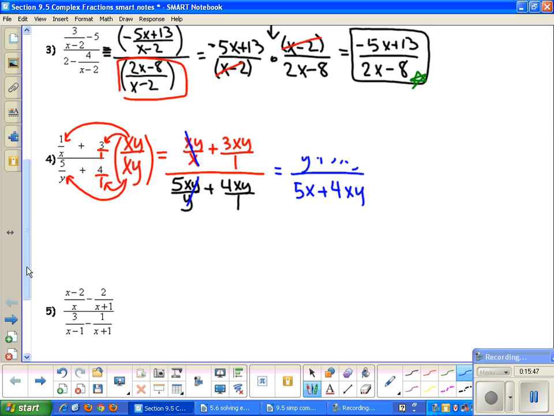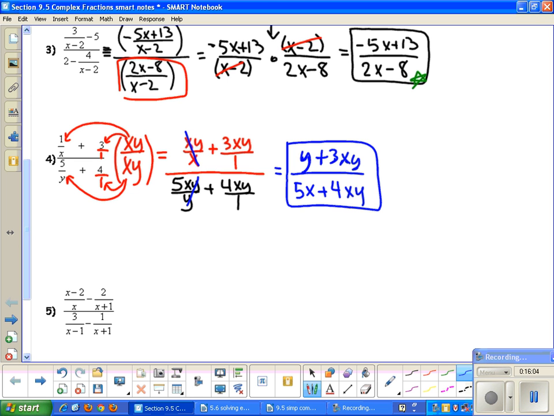Whoops, I didn't mean to erase that. So this was y plus 3xy. And so since nothing can factor and cancel, that is my solution. So that's one way to do this problem.